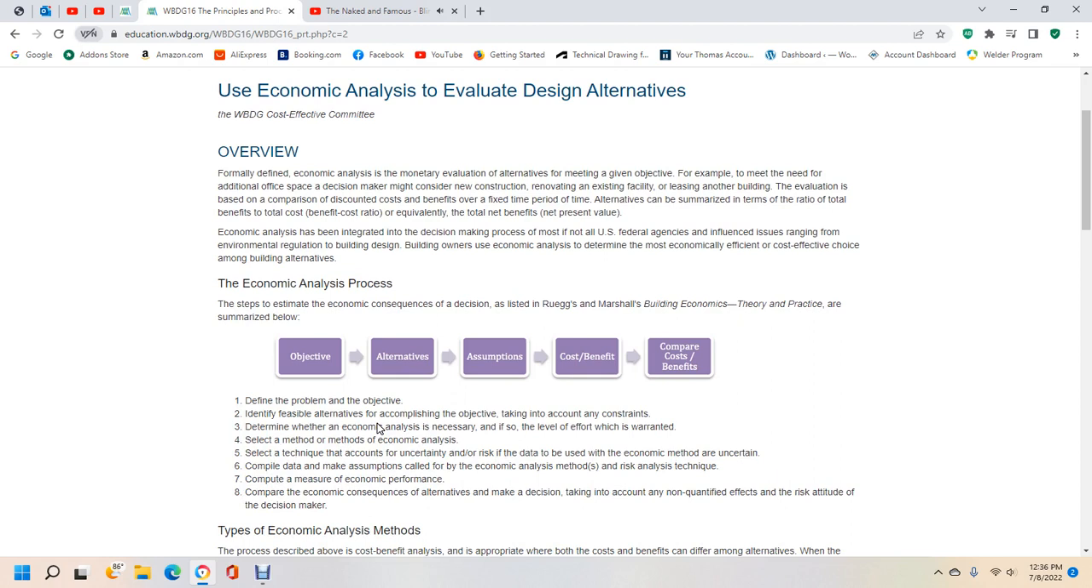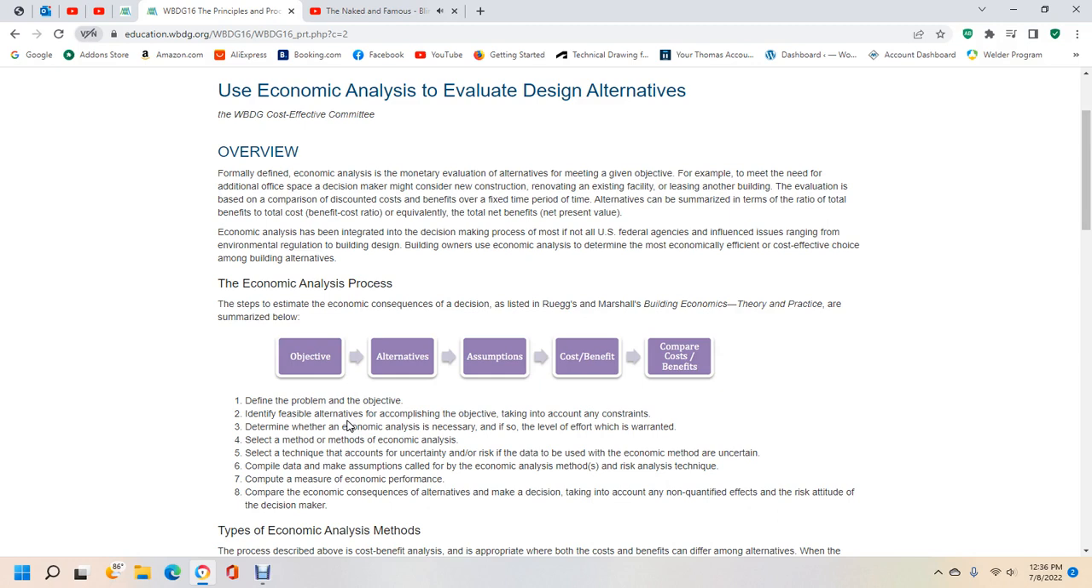Economic analysis attempts to estimate the economic consequences of the decision. The steps listed in Rogers and Marshall, Building Economics: Theory and Practice, are summarized below. You have objectives, alternatives, assumptions, costs, benefits, comparative costs and benefits. Define the problem and objective, and identify the feasible alternatives that accomplish the objective, taking into account the constraints, determining whether the economic analysis is necessary. If so, the level of effort which is warranted.